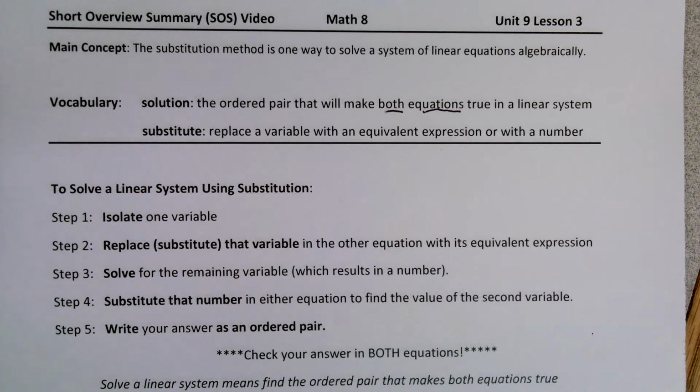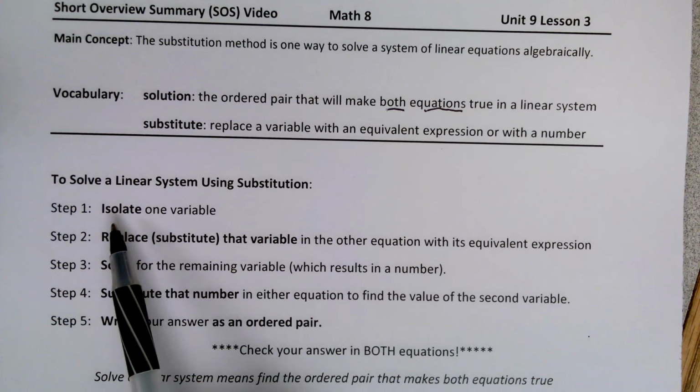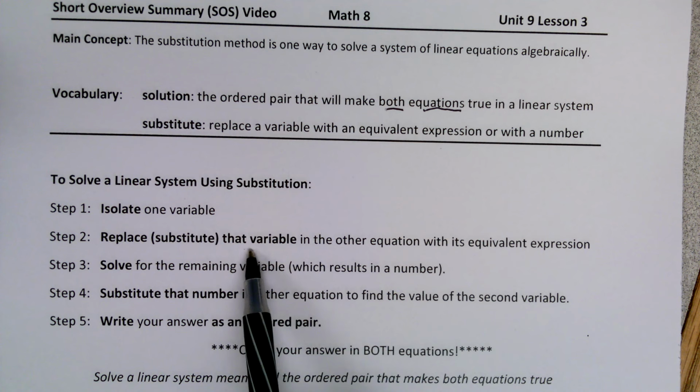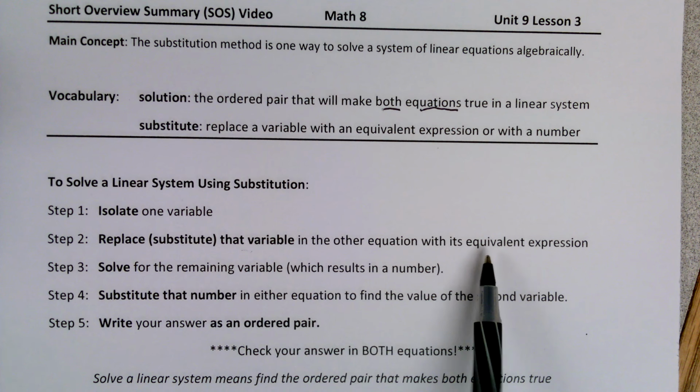So here's the steps to solve a linear system using substitution. First, we're going to isolate one variable. We'll get either x or y by itself. Then we're going to substitute that variable in the other equation with its equivalent expression. Don't worry, I'll show you how to do that in a moment.